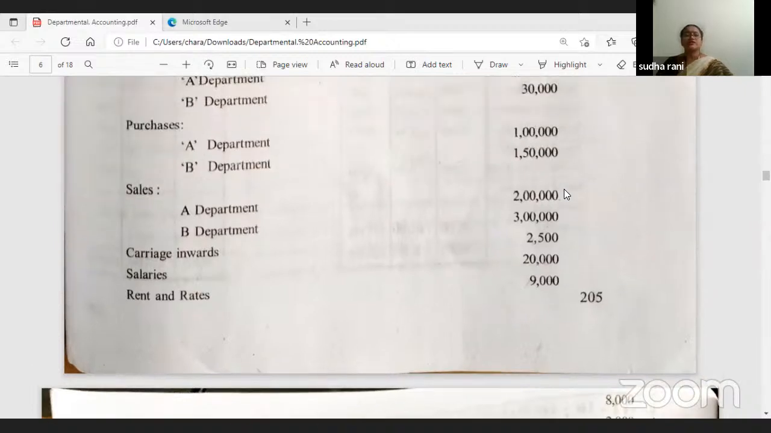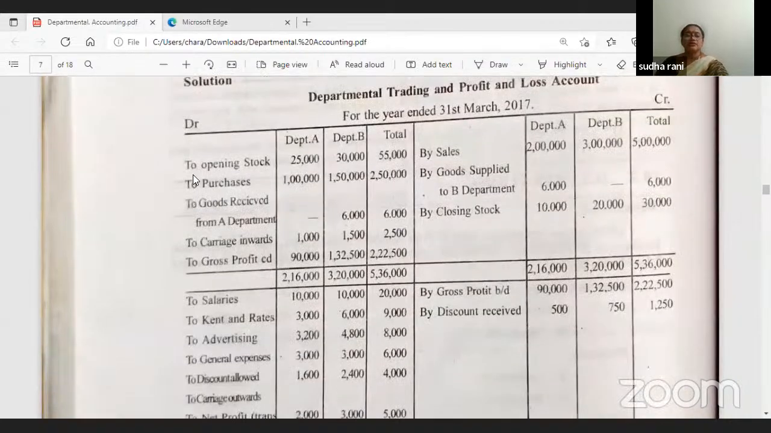In the ratio of purchases. What are the purchases? 1 lakh and 1 lakh 50. So if you do the ratio, cancel the 3 zeros, 3 zeros, 1 zero, 1 zero. So finally 10 is to 15 is left. If you simplify, 10 and 15 go in the 5 table, 2 times and 3 times. So 2 is to 3. Okay. So for Department A, the total carriage inward is 2,500. Department A, 2 into 500, 1,000. Department B, 3 into 500, 1,500. Yesterday I showed this, how you got it.